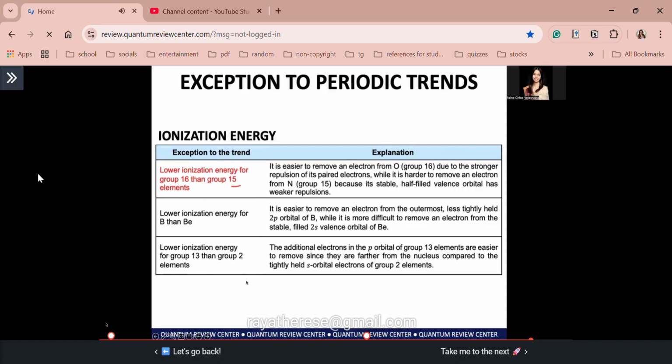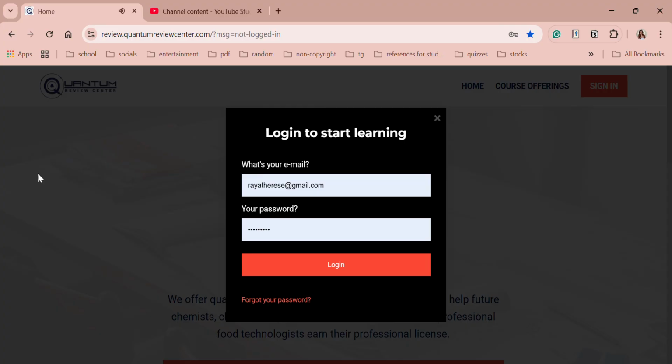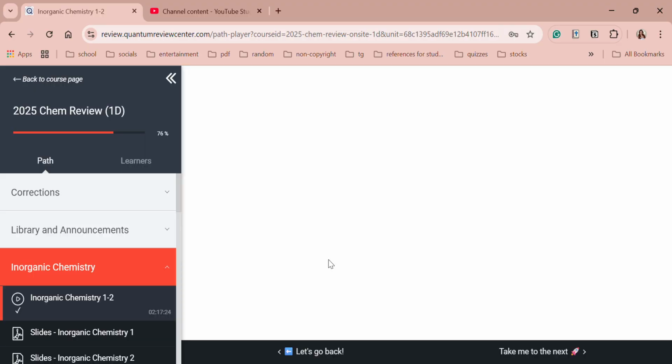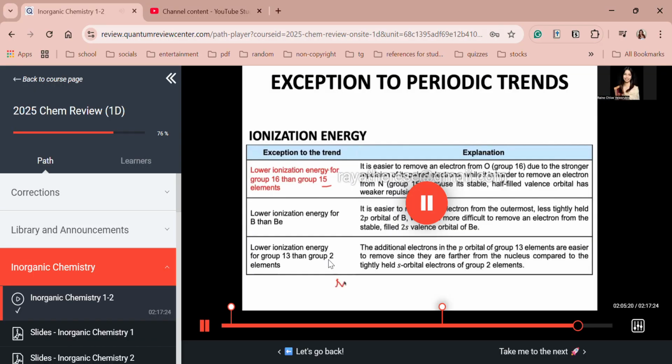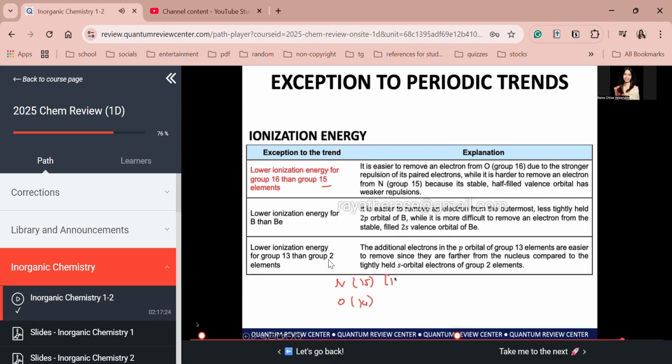So let's compare nitrogen from group 15 and oxygen from group 16. Nitrogen has an electron configuration of helium 2s2 2p3. Oxygen naman, ito, 2s2 2p4. And when we draw it, let's compare. For nitrogen, it's 1, 2, 3. For oxygen, it's 1, 2, 3, 4. As you can see here, guys, nitrogen has a stable half-filled valence orbital.